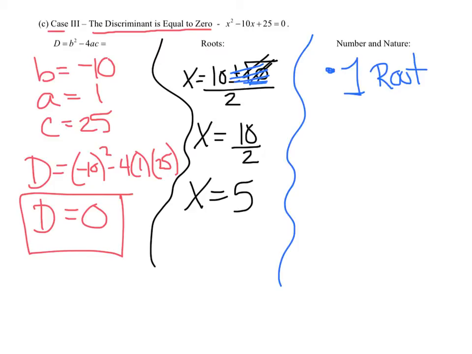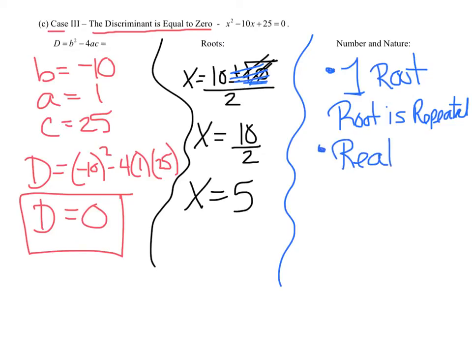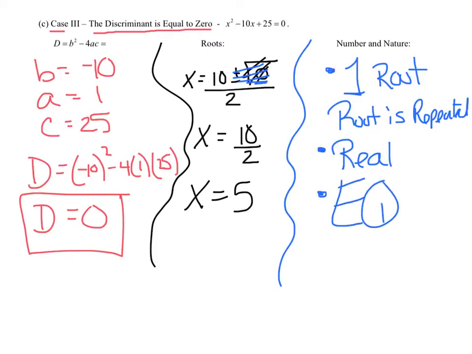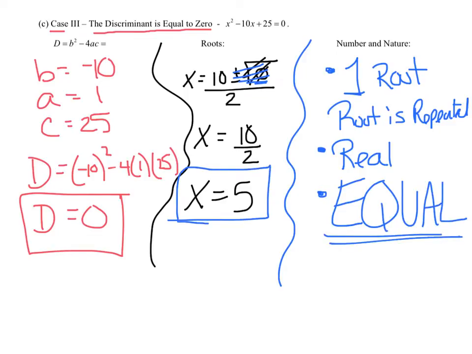But here's the deal. The root is repeated. Okay, the root is repeated. I got 1 real root. It is a real number. It's not imaginary. And the key word we're going to memorize this time is equal. Okay, I know we got 1 root, but we are going to say the roots are equal because our discriminant is equal to 0.